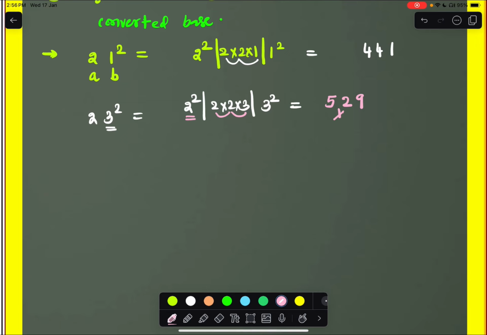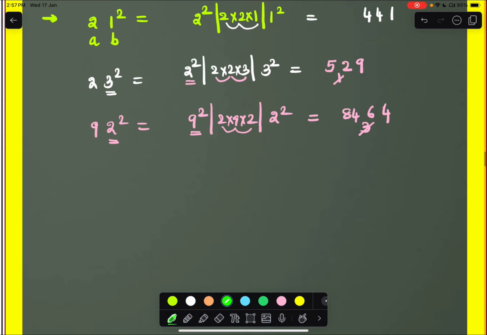So up to thousands also we can do it comfortably. I want to calculate 92 square. How to calculate 92 square? We write the b square value, 2 square, and the 2ab value, 2 into 9 into 2, and here the a square value, 9 square. So 2 square is 4, and 2 into 9 into 2 is 36, write 6 and 3 is the carry. 9 square is 81, 81 plus 3 gives 84. So we get 8464.